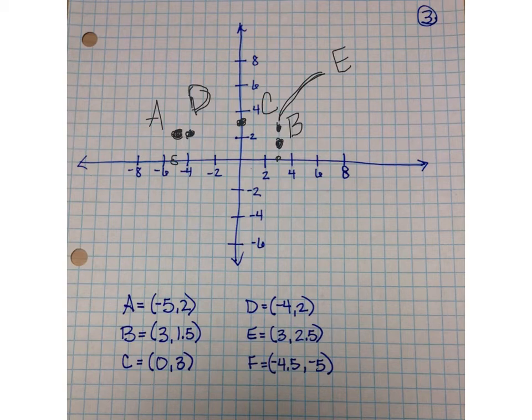F will be negative 4.5, negative 5. So we're going to count over to where negative 4 is, and I'm going to go down. I'm going to go just a little bit past it, not quite to the 5, and I'm going to go down to negative 5. So it's going to be right about here. Like I said, you can be so much more accurate with your pencil than I can with my big fat stylus here. Okay, so that's how we plot the points. And we'll have some graph paper tomorrow, and we'll be doing some more of these examples in class.